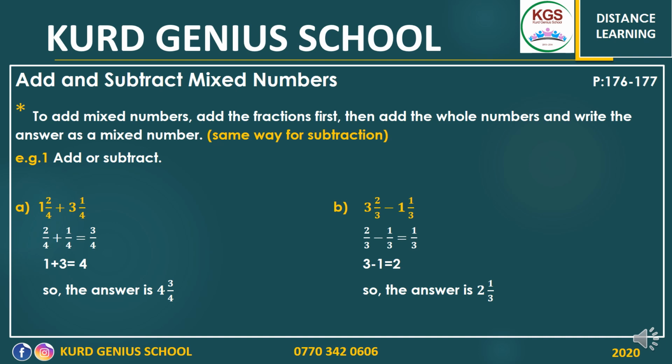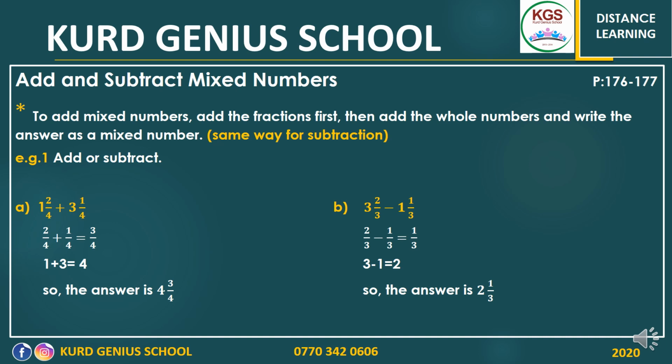Now let's add the whole numbers together. 1 plus 3 is 4. We have to write the answer as mixed number. The whole number is 4. The fraction is 3 over 4. So the mixed number is 4 and 3/4.